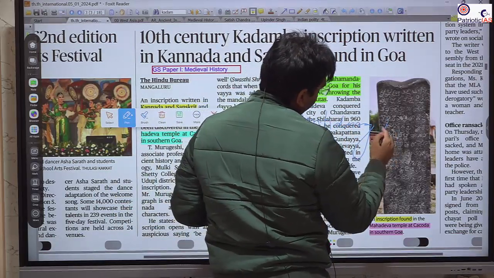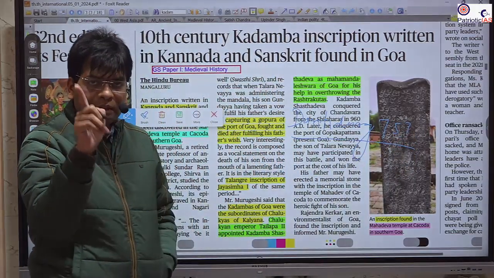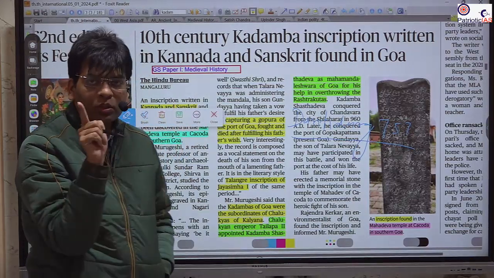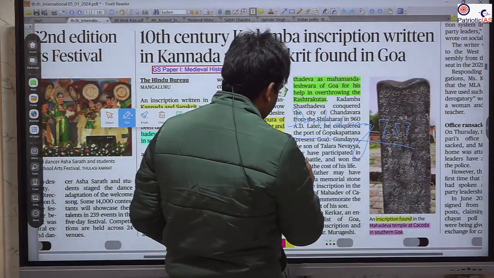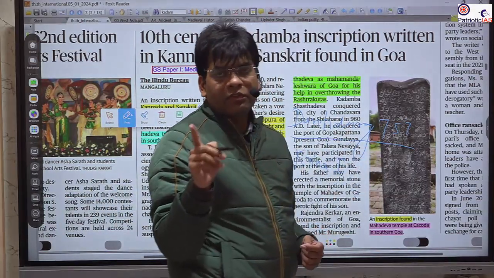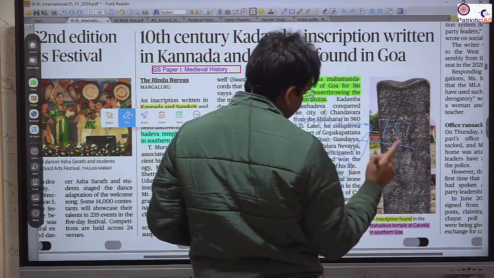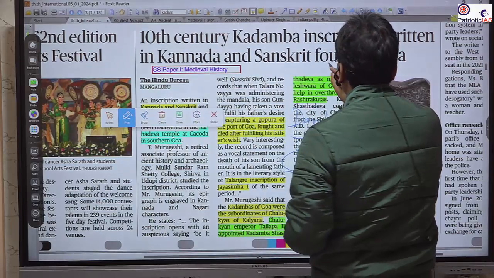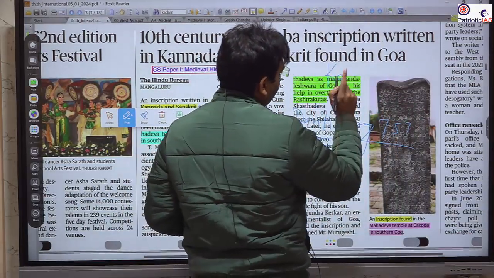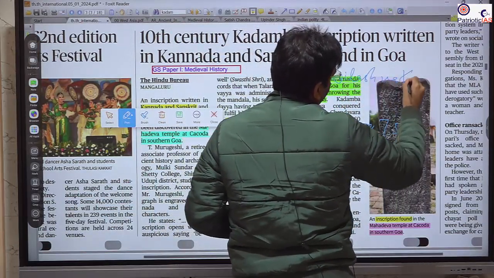In 757. Okay. And does anyone know the most important ruler of this Rashtrakuta? It was Krishna I. And why is Krishna I famous? Krishna I is famous for the construction of the Kailasnath temple, one of the most important temples of the medieval period, the Kailasnath temple.